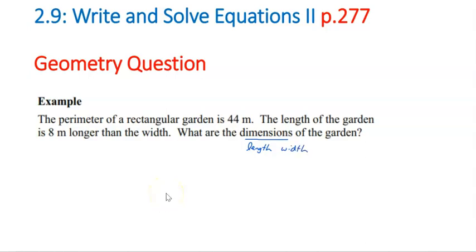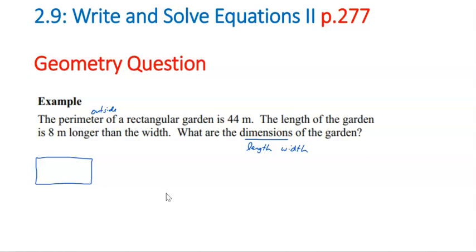I find the best way to go about geometry questions is to draw a picture first. Again, it slows me down, gets me focused, and I can visualize things better if I have a diagram that I can label. So we know the perimeter, which is our outside measure, in total is 44 meters all the way around.